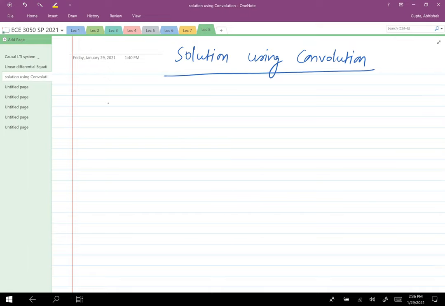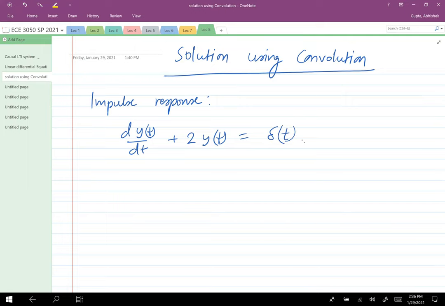So now I have the following differential equation. I first have to find out what the impulse response of the system is. So what is the impulse response going to look like? I have dy of t over dt plus 2y of t equals delta t. So I'm giving it an impulse input. What is delta t equal to? It's infinity for t equals zero, and it's zero for t not equal to zero.